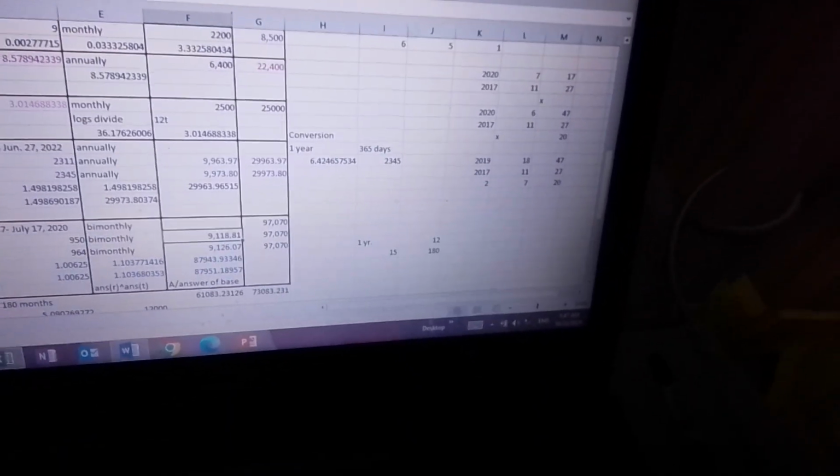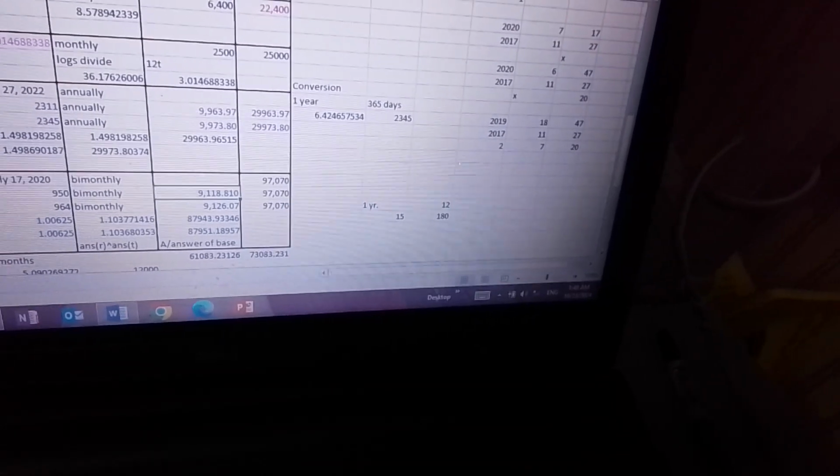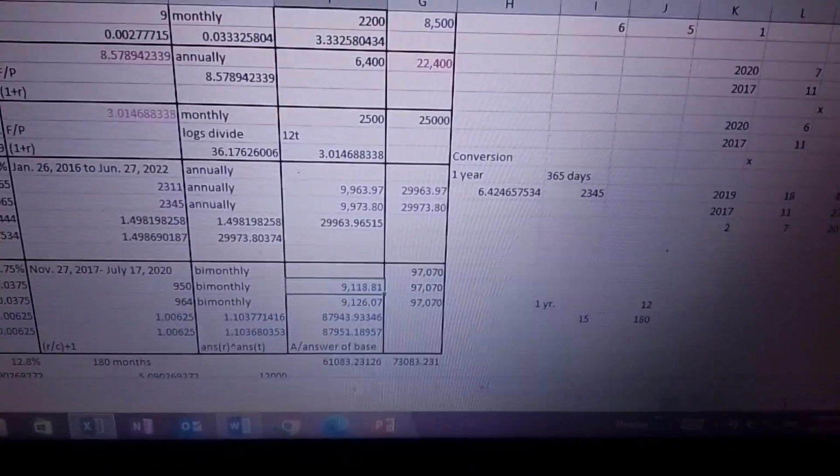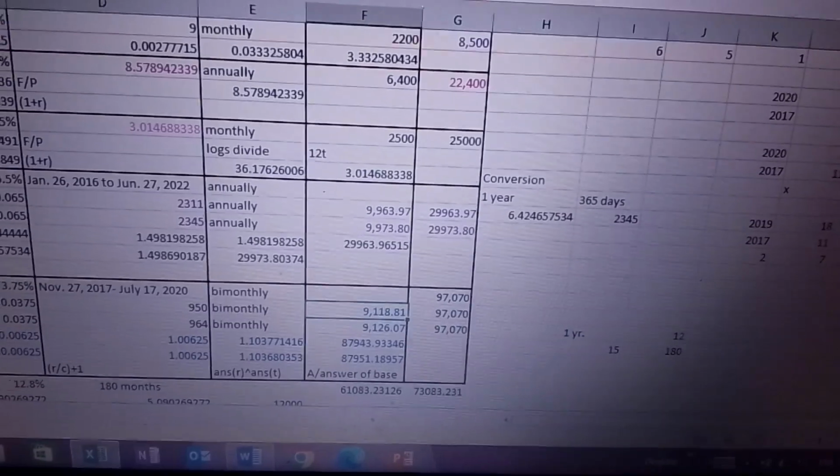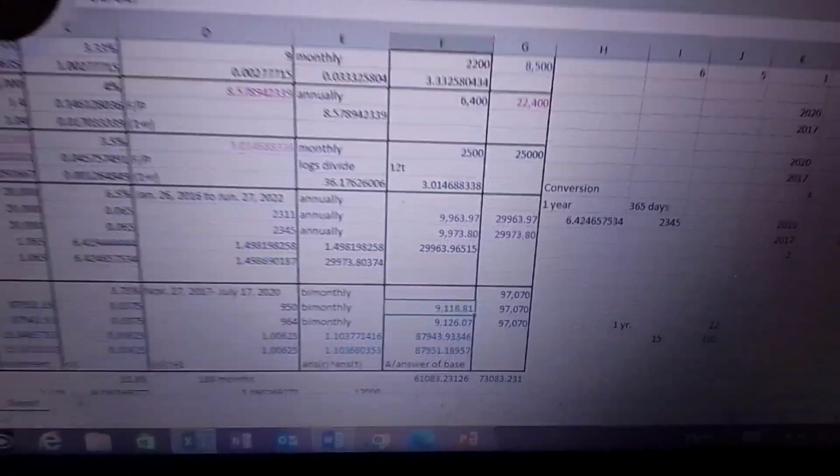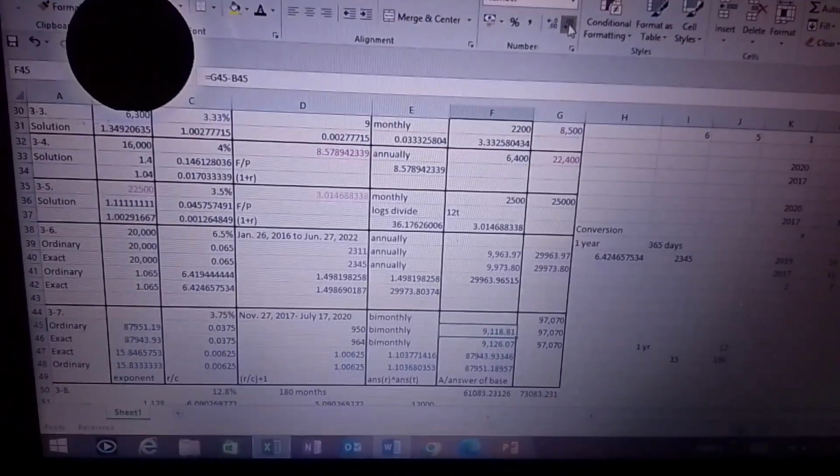And that's already correct because that's already in cents. So the ordinary interest should be 9,118.81 cents. And that's how we solve all the items.